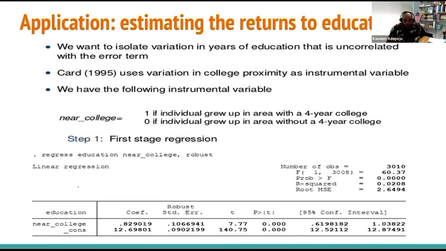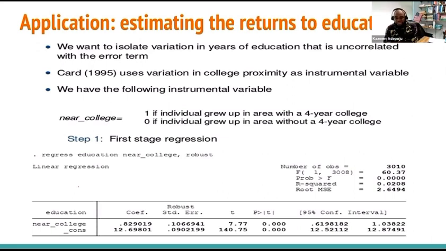Now, what are we actually going to do? We need an instrument to be able to address that. We want to isolate variation in the explanatory variable that is uncorrelated with the error term. Don't forget, we believe there's a problem of endogeneity, a situation where the years of education is correlating with the error term.